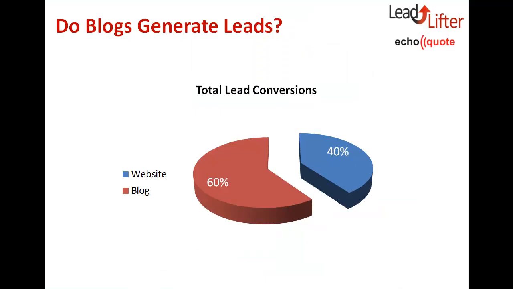Here's a simple pie chart that summarizes those statistics that we just looked at. Blogs generate a lot of leads. We're getting 60% of the leads from the blog. So it's very important that you add a call to action and take your blog seriously.